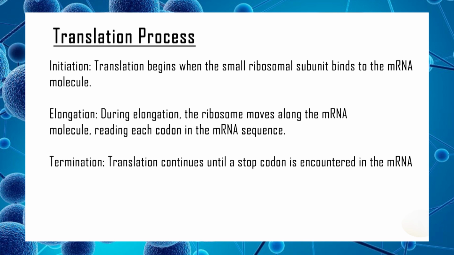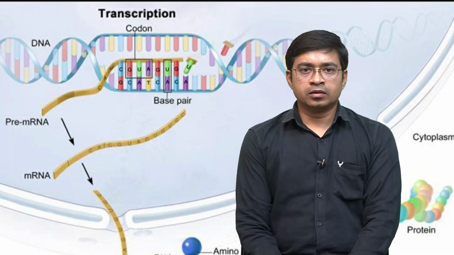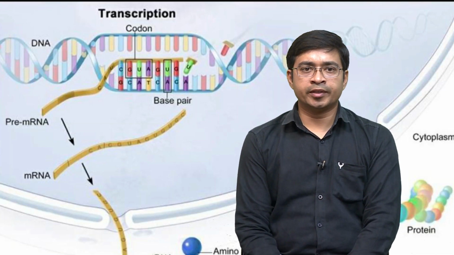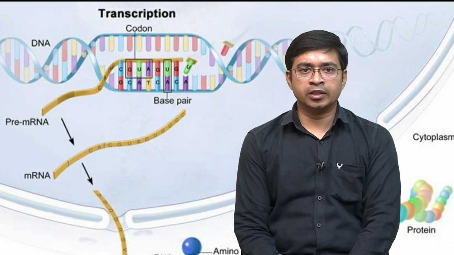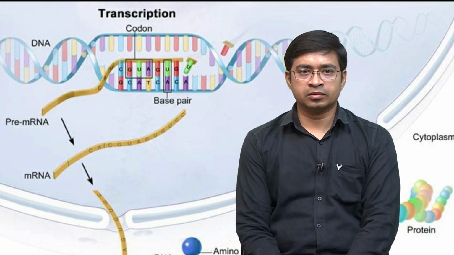Step 1 is known as initiation, step 2 is known as elongation, step 3 is known as termination, and the fourth step is known as post-translation modification. Translation is a complex and highly regulated process. It requires the coordinated action of multiple components including mRNA molecules, ribosomes, tRNA molecules and various protein factors.